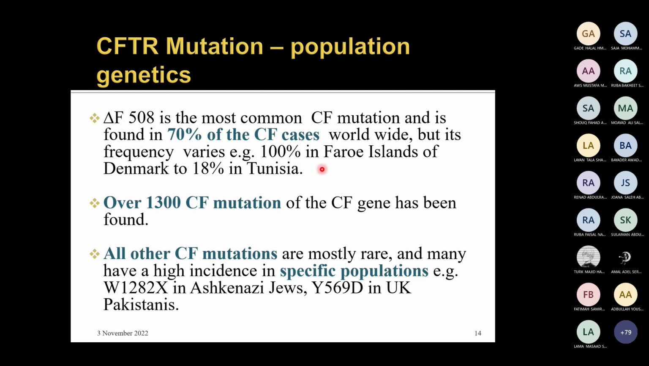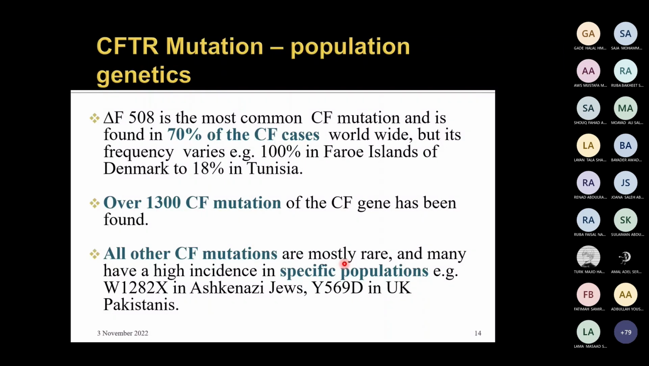While we know that, for example, in Iceland, 100% of the cases come from this, in a specific population like Pakistan, you have another type of mutation called Y569D. So when you test genetically a child from Pakistan, and you are suspecting cystic fibrosis, you don't test for this mutation, you test for that mutation. Obviously, no one can test for all the 1,300 or more mutations implicated in cystic fibrosis.